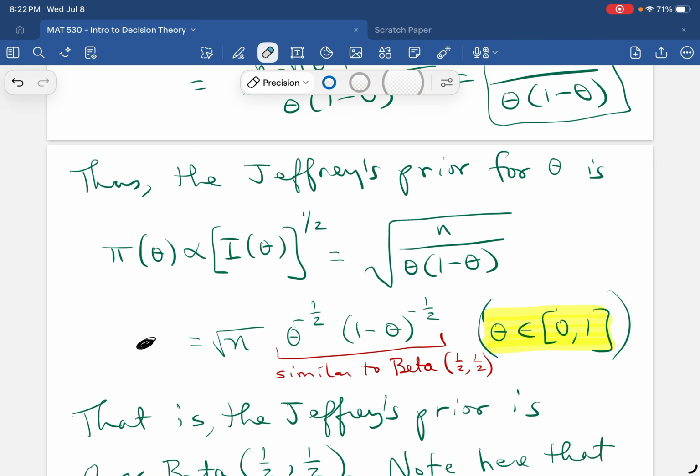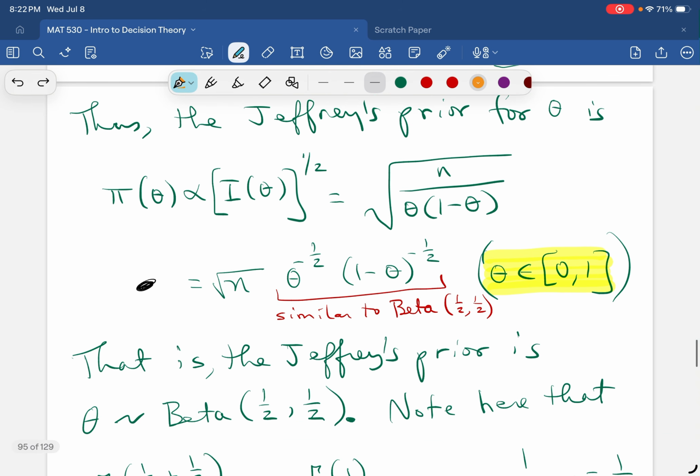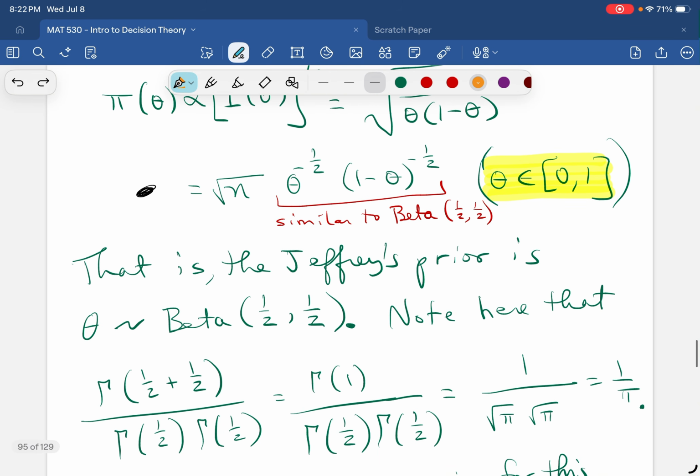So if we apply that to our problem, then each one of those powers in this case is negative 1/2. Add 1 to both of those and you get 1/2. And so that is how we identified that this is pointing us to a beta distribution with parameters 1/2 and 1/2. And that is the Jeffreys prior.